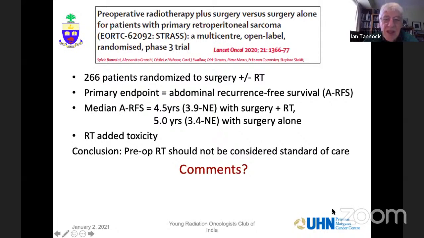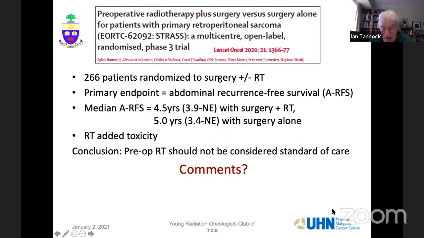Okay, here's a sarcoma trial. Pre-op radiotherapy plus surgery, and I just drew these from a random look at recent, relatively large randomized trials on PubMed. It's an EORTC trial for a relatively rare disease, retroperitoneal sarcoma, with 266 patients randomized to surgery plus or minus pre-op radiation therapy. The primary endpoint was abdominal recurrence-free survival. And again, you could argue about the endpoint, whether it should have been overall survival.